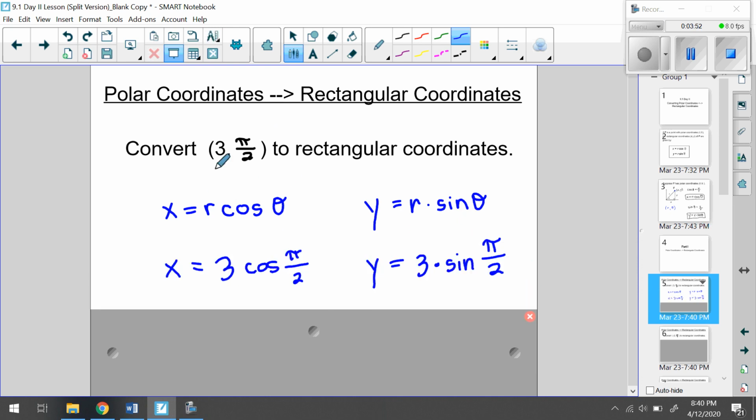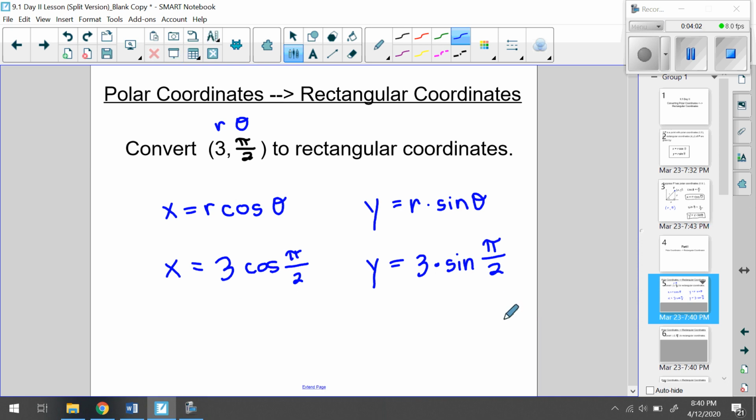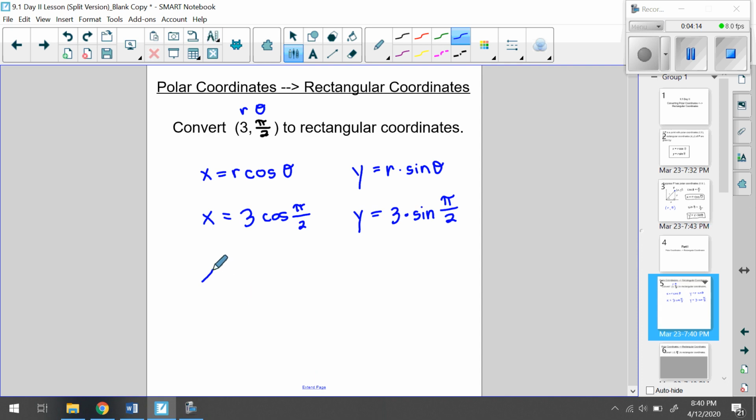So in this case, we're given both of those values, right? 3 is our r value, and pi over 2 is our theta value. So we have all the numbers we need here. We're going to say x equals 3 times cosine pi over 2, and y equals 3 times sine pi over 2. Fortunately, these are values we know. Pi over 2 is a friendly angle that's on our unit circle. So we know the cosine of pi over 2, or 90 degrees, is 0. So x will just be 3 times 0, which is 0.